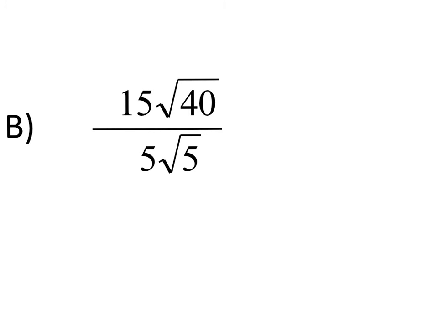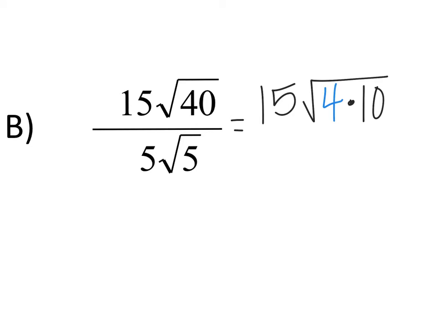The first thing I'm going to try and do is simplify the square root of 40. When I look at the square root of 40, the first perfect square I see is 4, so we're going to rewrite this as 15 square root of 4 times 10. Is that the only one that goes in there? That can't be the only one.